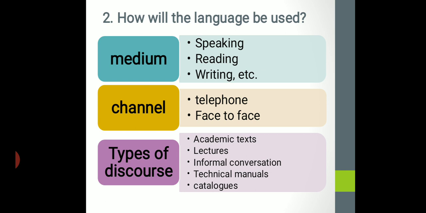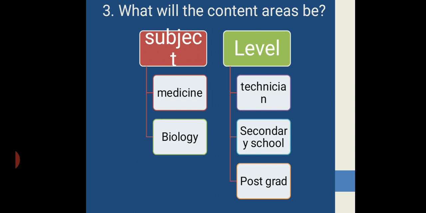You are dealing with academic texts, ask the respondent to follow the lectures, for having informal conversation, for reading technical manuals, for reading the catalogs, writing a catalog, for example. And then what will the content areas be? So what are the main materials when you are learning English? For example, the subject is about medicine, biology, and the level is for technician, secondary school, postgrad, for example.